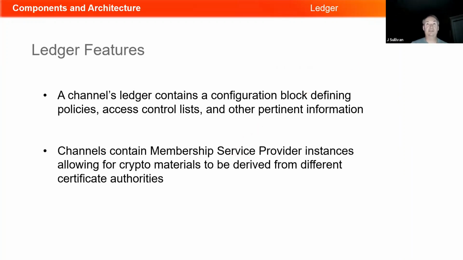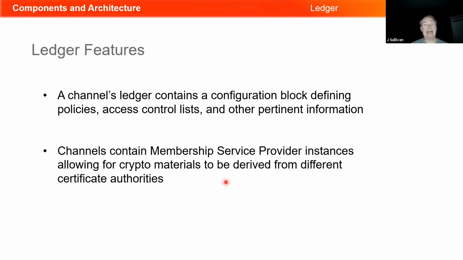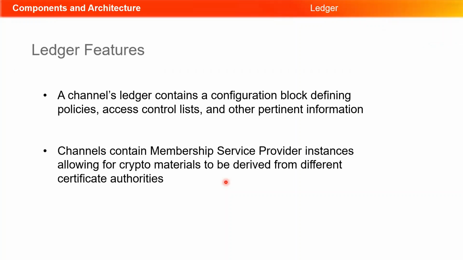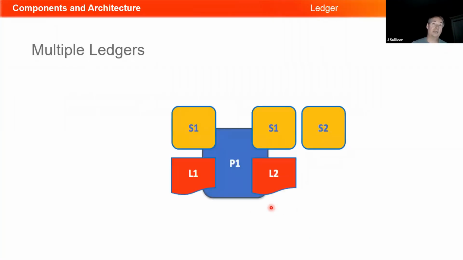So a channel's ledger contains all of the configuration blocks defining policies and access control lists. With Hyperledger Fabric, we have a membership service, a user service. We have this membership service because we have to know who we're transacting with. And unknown parties in business really don't work. I guess there could be exceptions to that, but very rarely do we find that we need to transact with unknown parties in business.